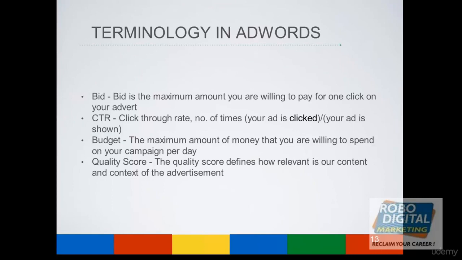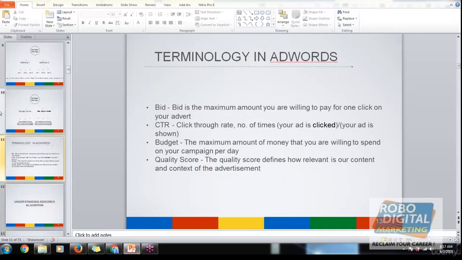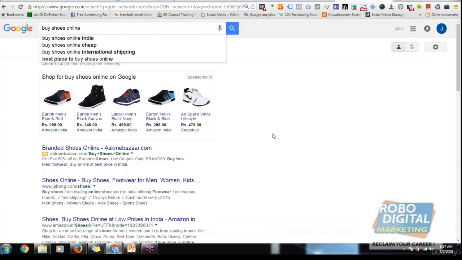A few terminologies you should be clear about before making a Google AdWords account is bid. This is generally known as bid or CPC. What is bid or CPC? Bid is the maximum amount you are willing to pay for one click on your ads. Like I'm showing an ad on Google, the maximum amount I want to pay for this click is 10 rupees or 1 USD or 2 USD. This is the maximum I can pay.